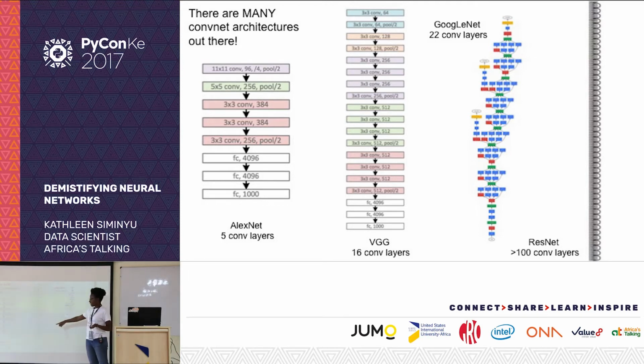So the AlexNet has 5 conv layers. The VGG, which is another very famous one, has 16 convolutional layers. The GoogleNet has 22 convolutional layers, and then the ResNet has over 100 convolutional layers. So yeah, things really get deep sometimes.